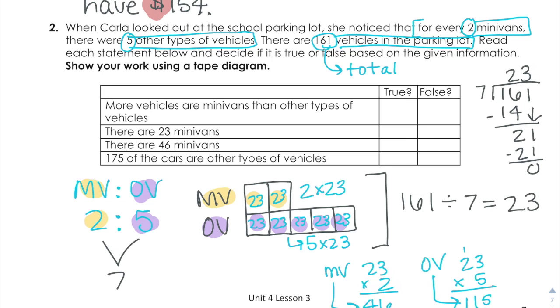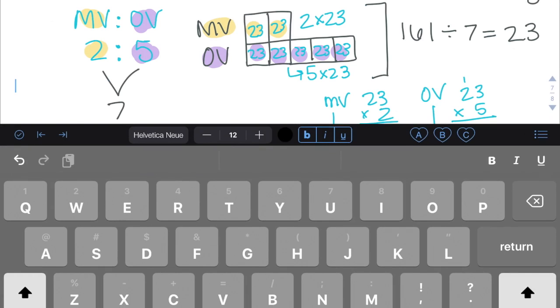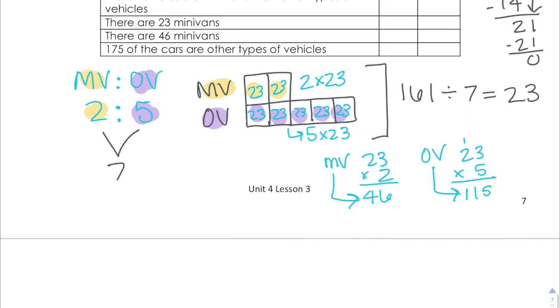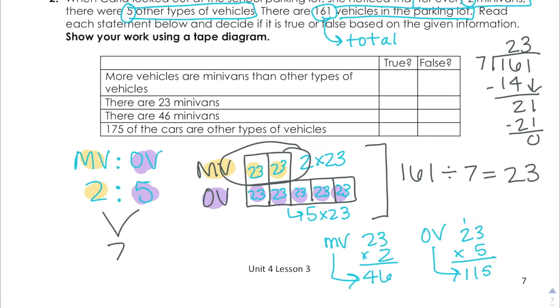So which do we have more of? Because this statement is saying we have more minivans. Is that true? Well, when we look here at our tape diagram, minivans only make up 2 boxes and other vehicles make up 5 boxes. So this has to be false. There's more of the other types of vehicles than there are minivans. Okay, there are 23 minivans. This is also false. 23 is the value that goes inside each box, but there's 2 boxes that make up the minivans, so that's why we multiplied 23 times 2 and got 46 minivans, making the next statement true.